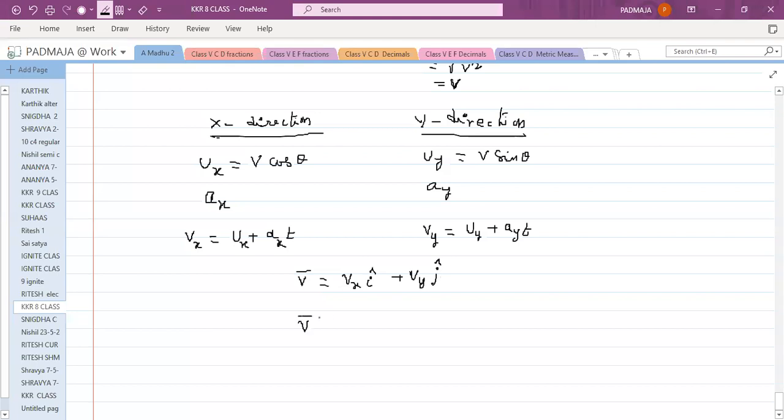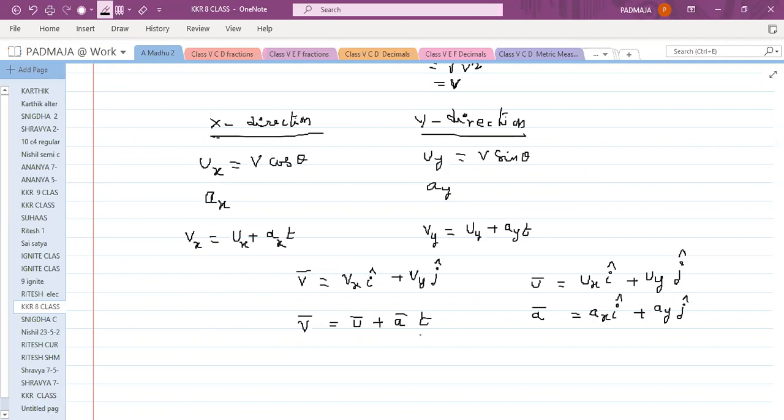Find the values separately, vx and vy, and substitute here. Or you can write v bar is equal to u bar plus a bar into t, where u bar is the initial velocity vector which is equal to ux i cap plus uy j cap, and acceleration a bar is equal to ax i cap plus ay j cap. Directly you can substitute those values in this equation, or you can separately find vx and vy and substitute those values here.